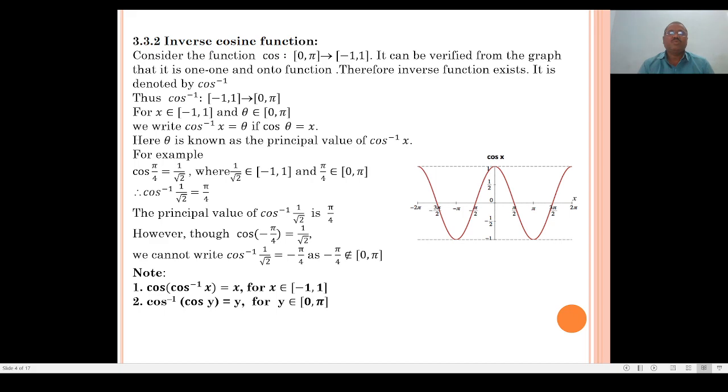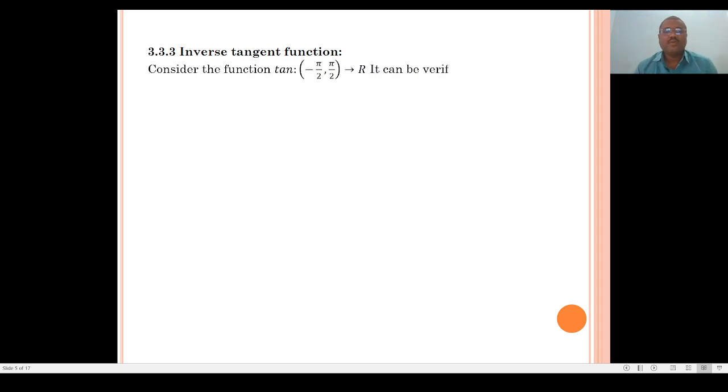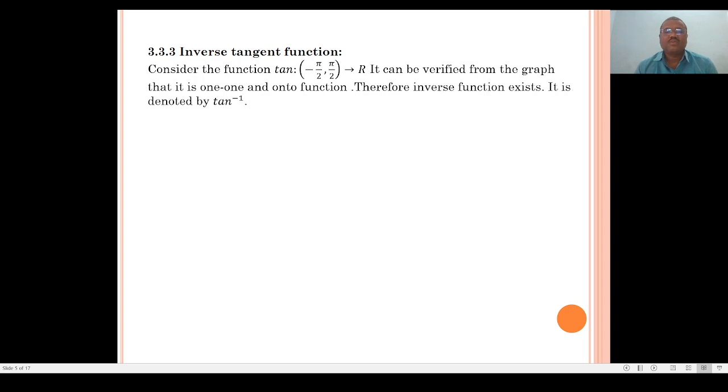Next, the third inverse function we discuss is the inverse tangent function. Consider the function tan from the open interval minus pi by 2 to pi by 2 to R. It can be verified from the graph that it is one-one and onto. Therefore, the inverse function exists and it is denoted by tan inverse. Thus, tan inverse from R to the open interval minus pi by 2 to pi by 2.